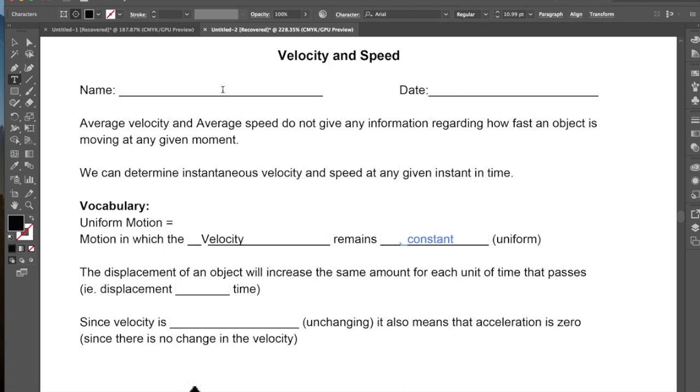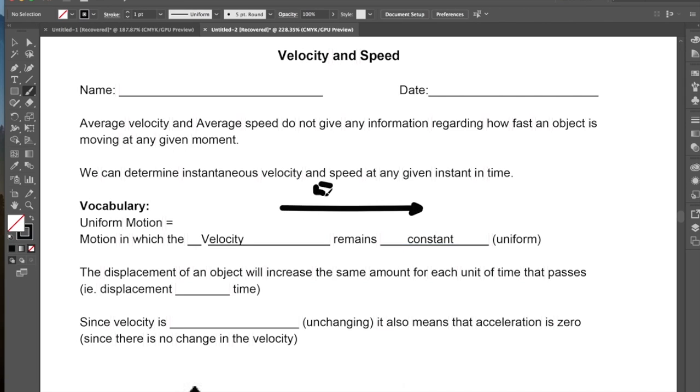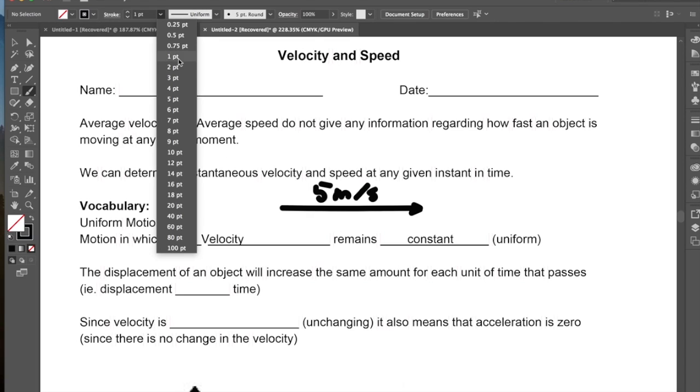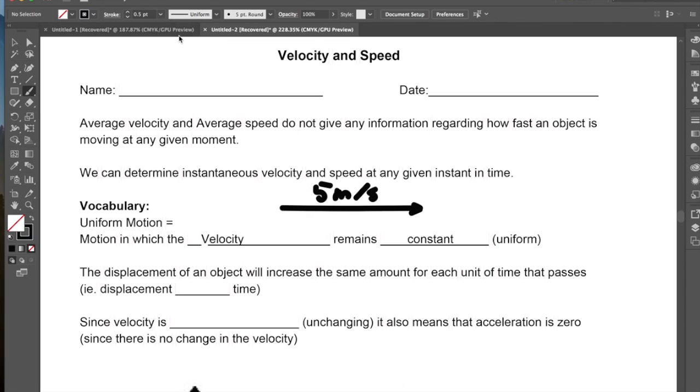What that means is that if we have an object, it is traveling at the same speed throughout its journey. For example, 5 meters per second to the right, all throughout its journey. We don't have any change in this object's speed at any point during its travel, so we say that this object is in uniform motion.